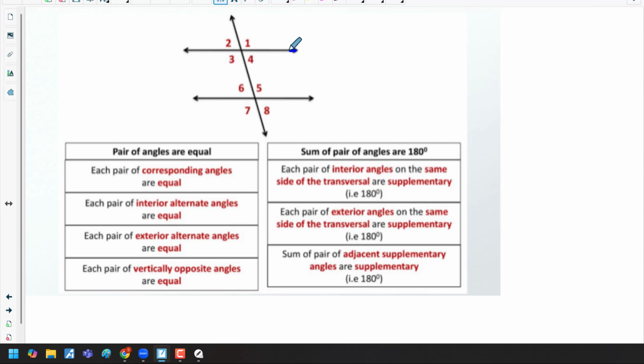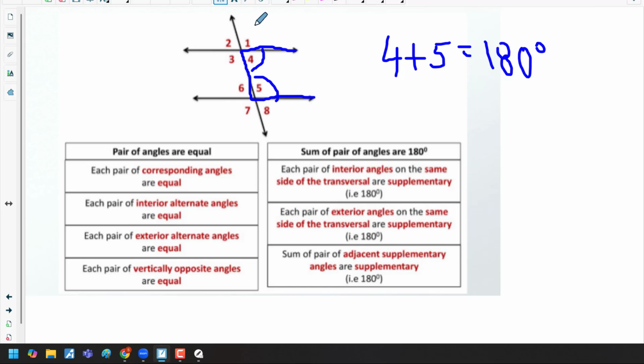So there's something called the C pattern here. This is the C pattern right there. Right, it looks like a C. And that means the angles inside the C, 4 and 5, if you add them together, you'll get 180 degrees. Now, the C pattern also works backwards, meaning it can be a backwards C. So angles 3 and 6 also equal 180 if you add them together.